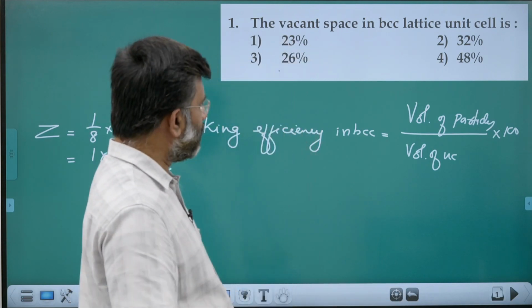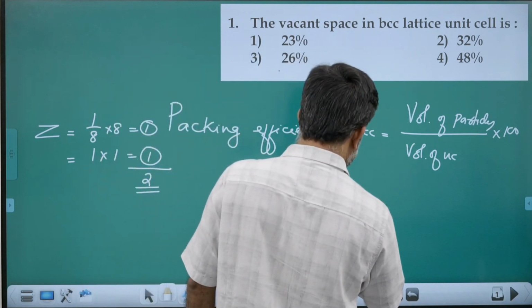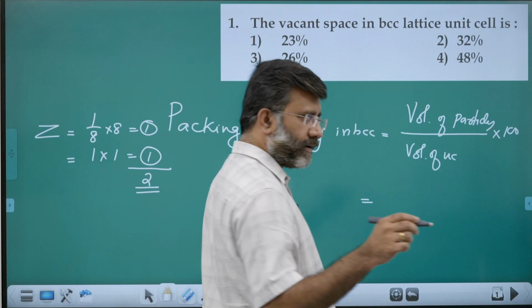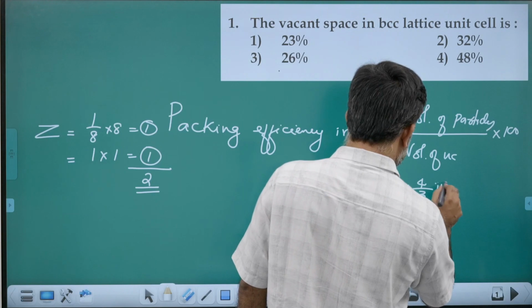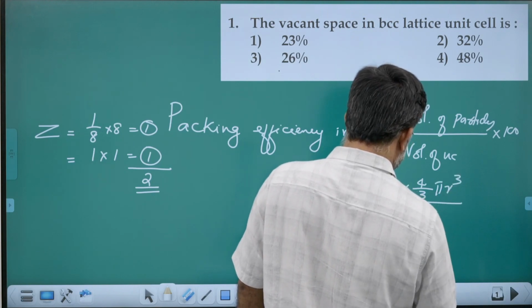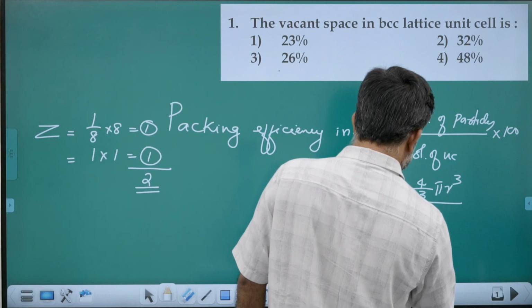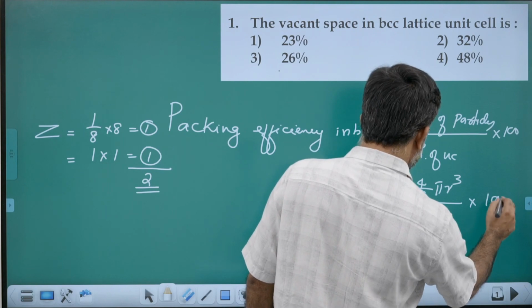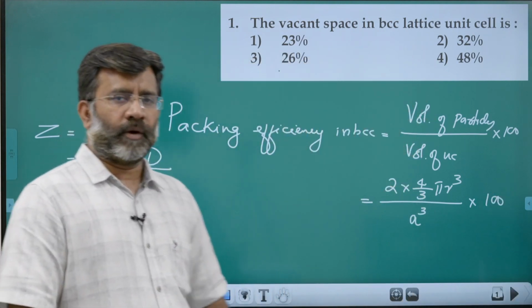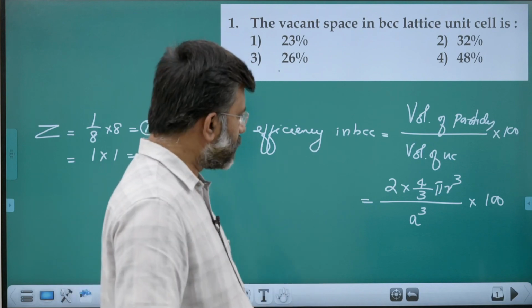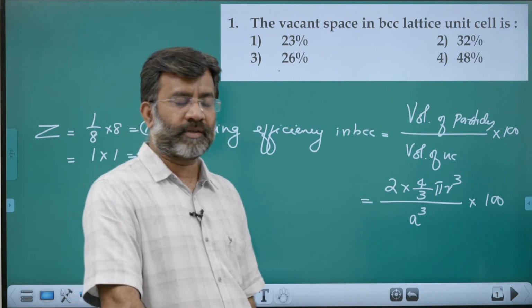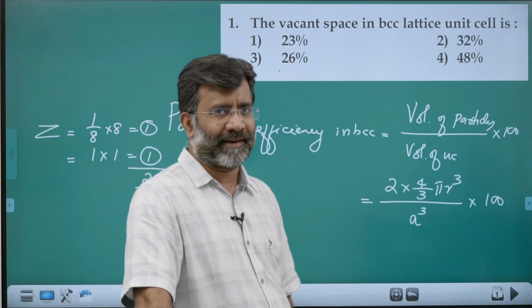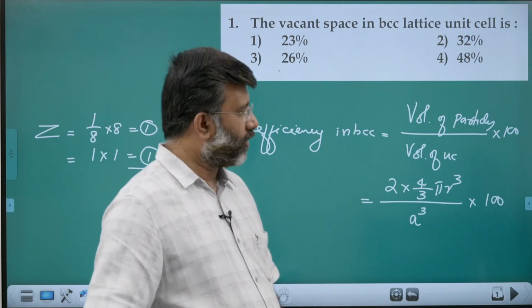So what is the volume of the particles? Assuming particles to be spherical and the radius of particle to be taken as r, it is 2 into 4 by 3 pi r cube divided by volume of the unit cell. Edge length of unit cell, assuming it to be a, so it is a cube into 100. Now see what are the terms? r means radius of the particle. a means edge length of the unit cell. So a cube means volume of the unit cell.